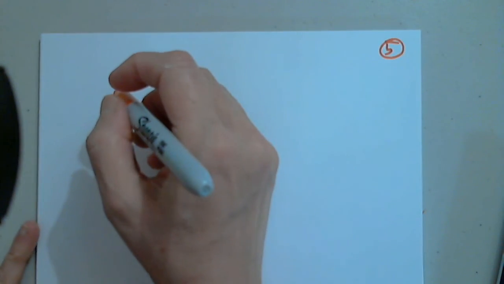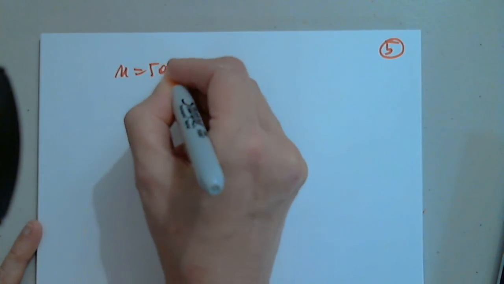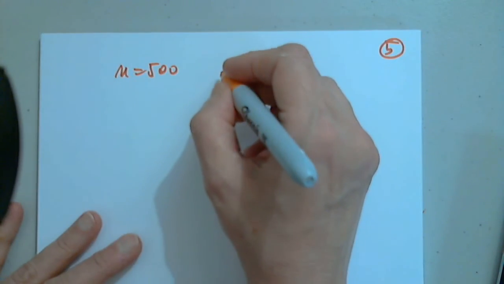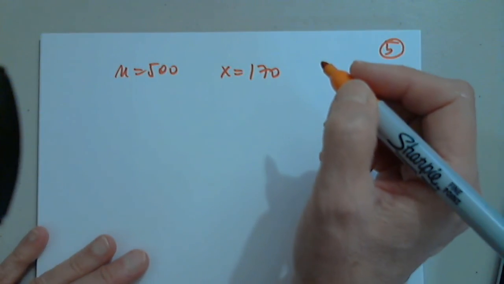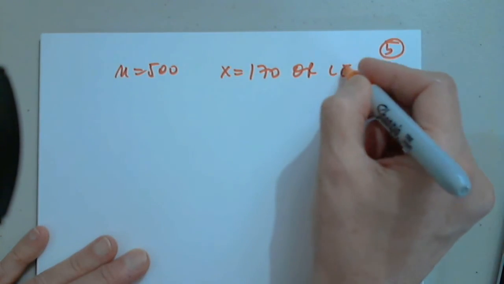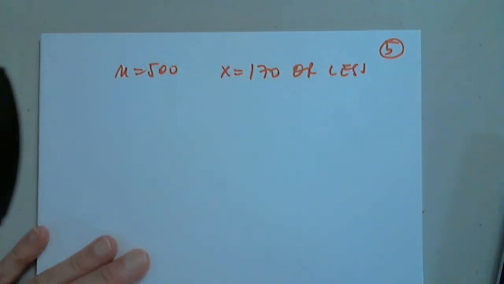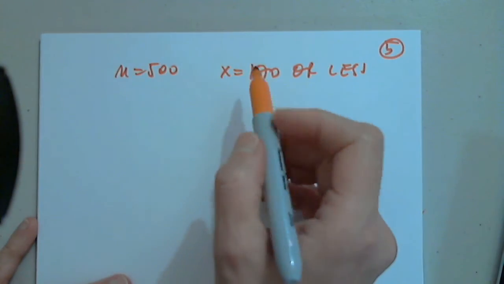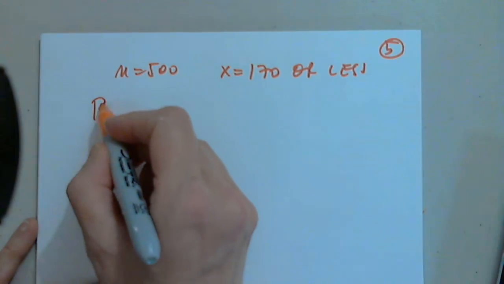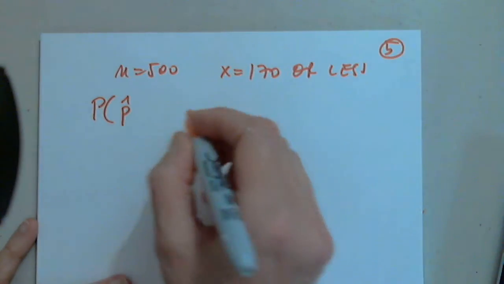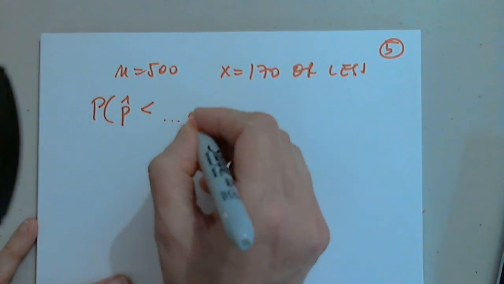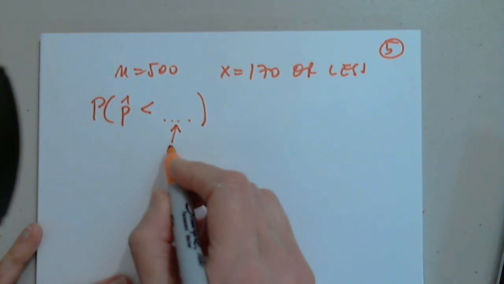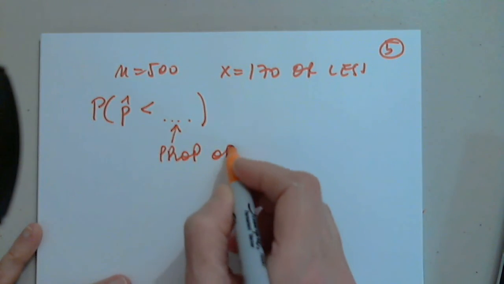Very, very good question. So I'm on page 5. So we have, again, n equals 500. I'm just taking the notes here. And x equals 170 or fewer. Before we even look at anything, we have to perform some calculations. When we are asked to determine the probability that p hat is less than, I need to have here a proportion or decimal.